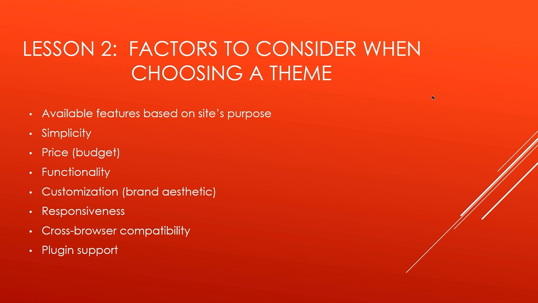So you need to know the theme's available features based on your site's purpose. So right now I'm working on a blog site, and that's something that I would need to look at when I'm choosing a theme, as opposed to an e-commerce site, which we'll get to later in this course. You also want to consider the simplicity of a theme, and obviously its price depending on your budget. You want to look at the functionality of it, how it can be customized to represent your brand's aesthetic, its responsiveness, so how does it interpret on a mobile device. Cross-browser compatibility would be very important, as well as plugin support. Some themes don't support some plugins and vice versa. So you have to look at all of those factors when you're choosing a theme.